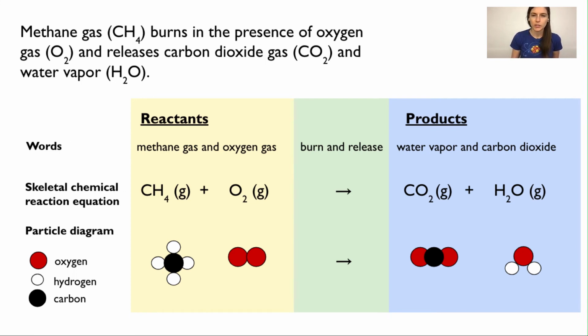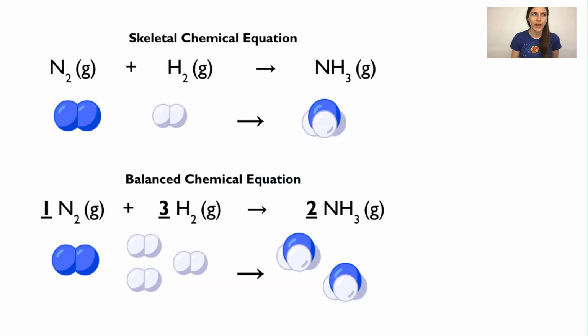The next thing we're going to do is take a look at some examples of skeletal chemical equations next to balanced chemical equations. So here is our first reaction, the Haber process, the synthesis of ammonia. Take a look at the top reaction and the way that that particle diagram is drawn. That is the skeletal chemical equation. I'd like you to notice the difference between that and the balanced chemical equation. So think about it.